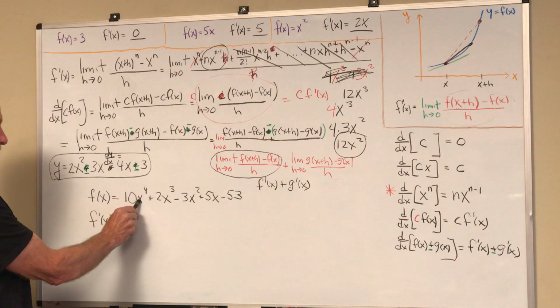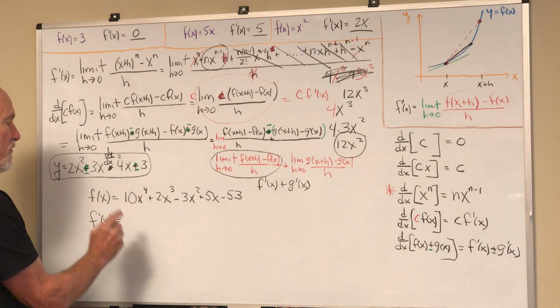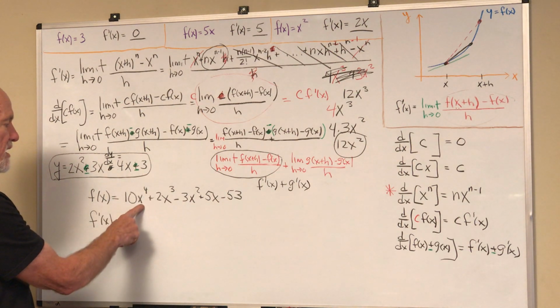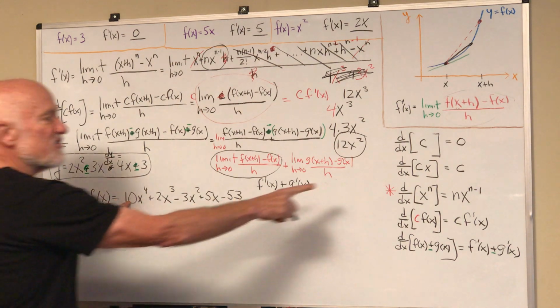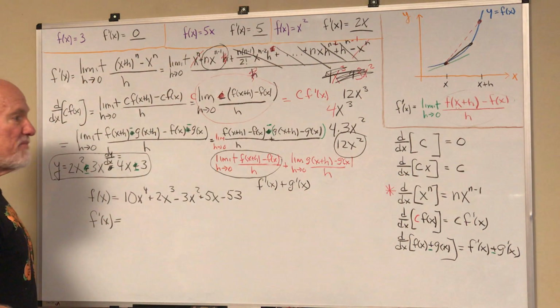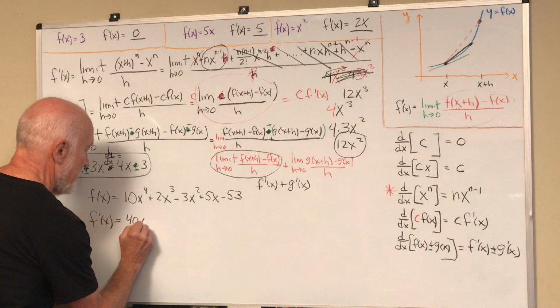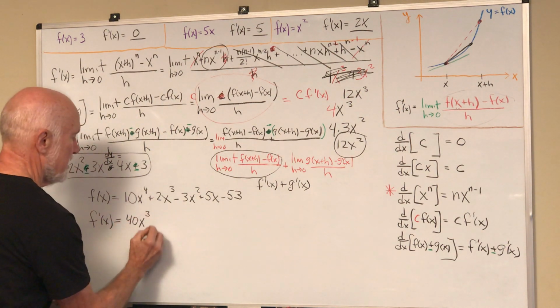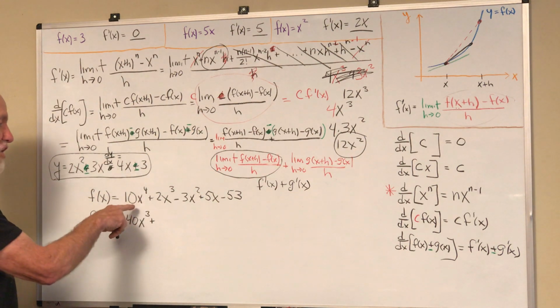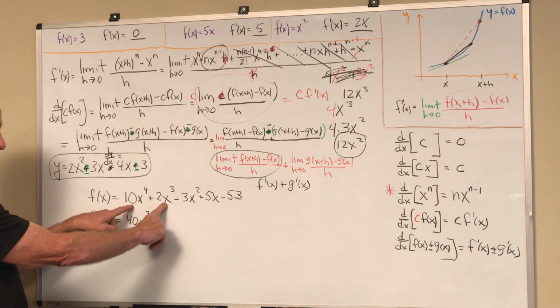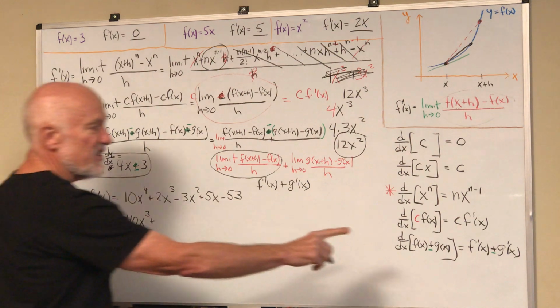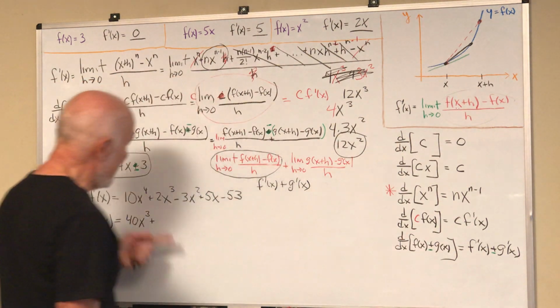The derivative of x to the fourth is 4x cubed. And we know if we have a constant out front of it, we can just multiply by that constant. So altogether we get 40x cubed. And we know if you're adding two things together, we can just take the derivative of one and then add it to the other.